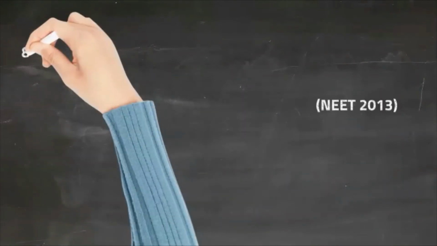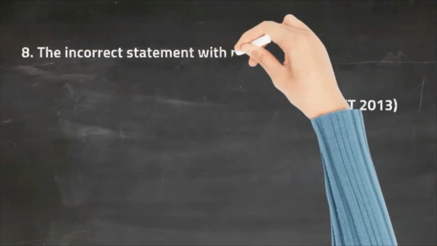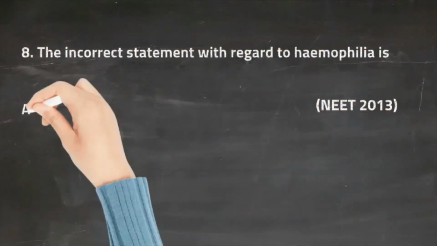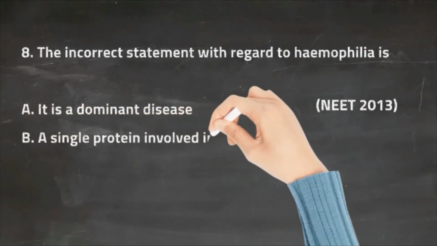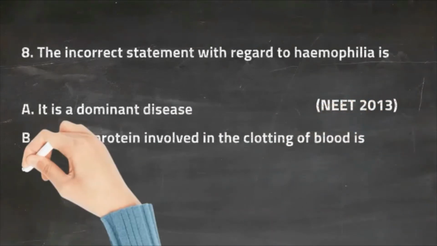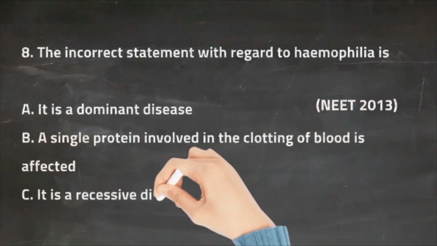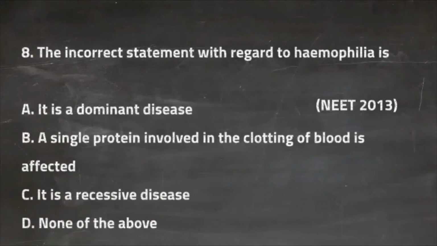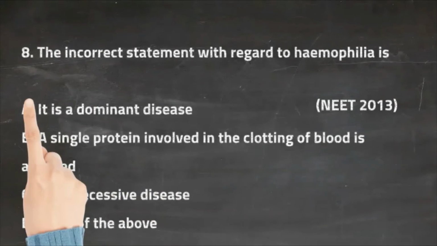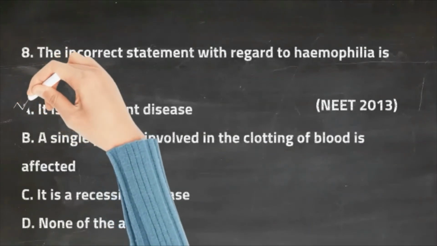The eighth question is: the incorrect statement with regard to hemophilia is, the first option is it is a dominant disease, the second option is a single protein involved in the clotting of blood is affected, the third option is it is a recessive disease, the fourth option is none of the above. So the right answer for this question is option first, and that is it is a dominant disease.